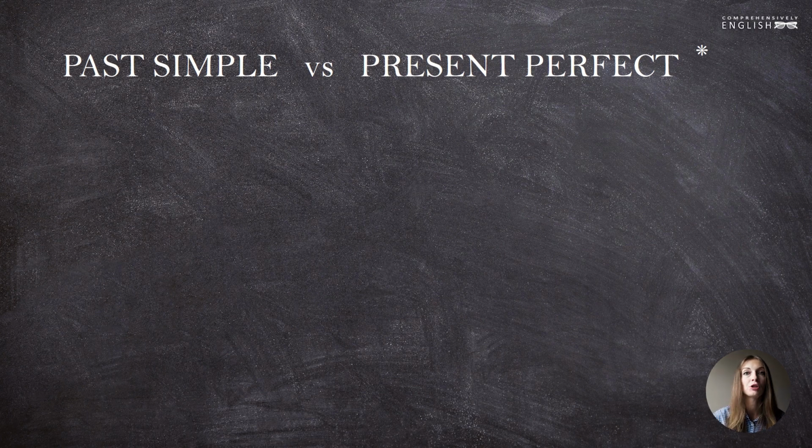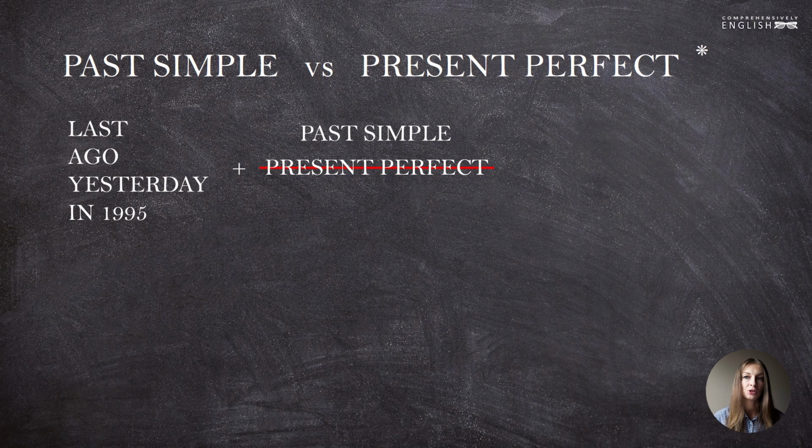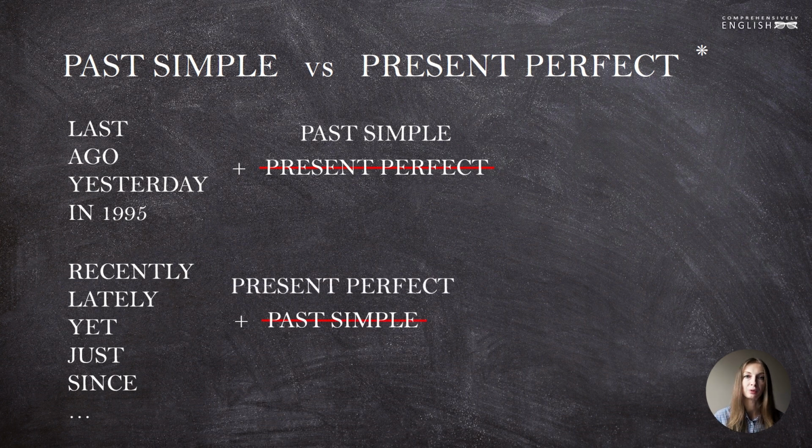Another thing that I want to mention is that usually we cannot use those adverbs of time that we use in the past simple tense with the present perfect tense. The words last, ago, yesterday, in 1995, for instance, can never go with the present perfect tense. They must always be used with the past simple tense. Consequently, the words recently, lately, yet, just, since can never be used with the past simple tense. They are always used with the present perfect tense. But there are adverbs of time that can be used with both tenses. The adverbs I'm talking about are ever and never.